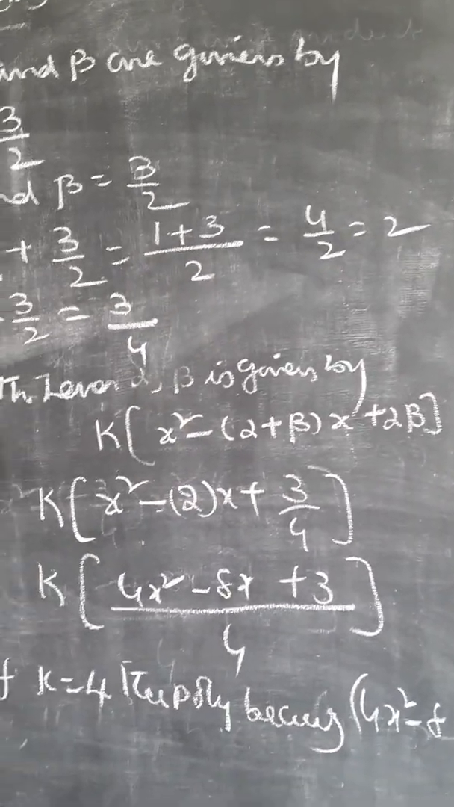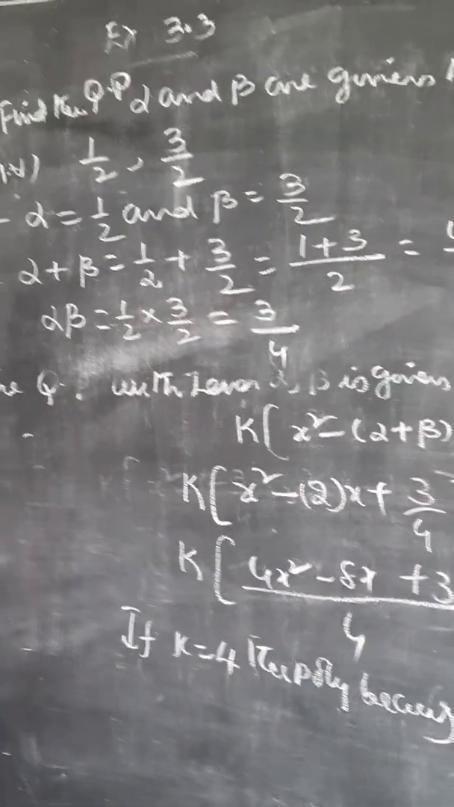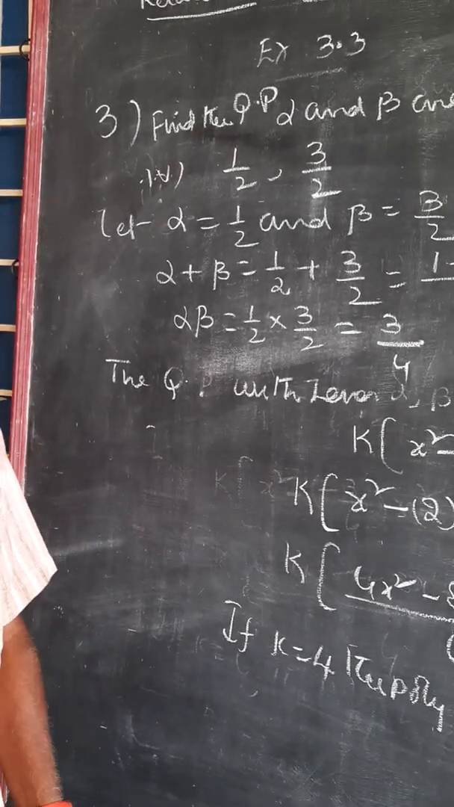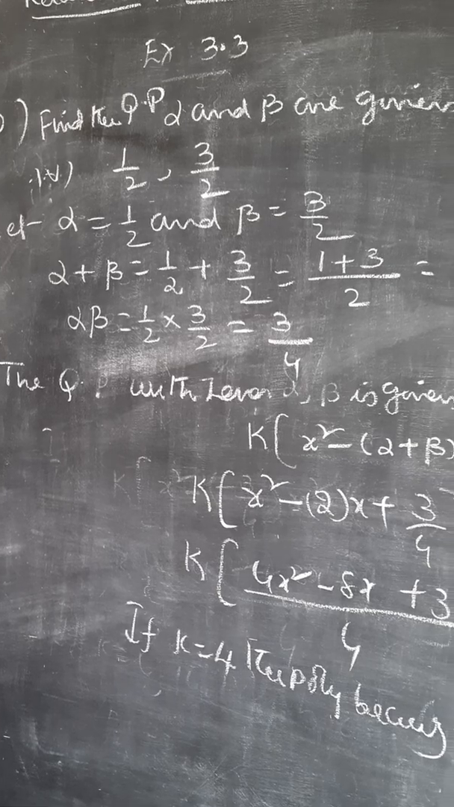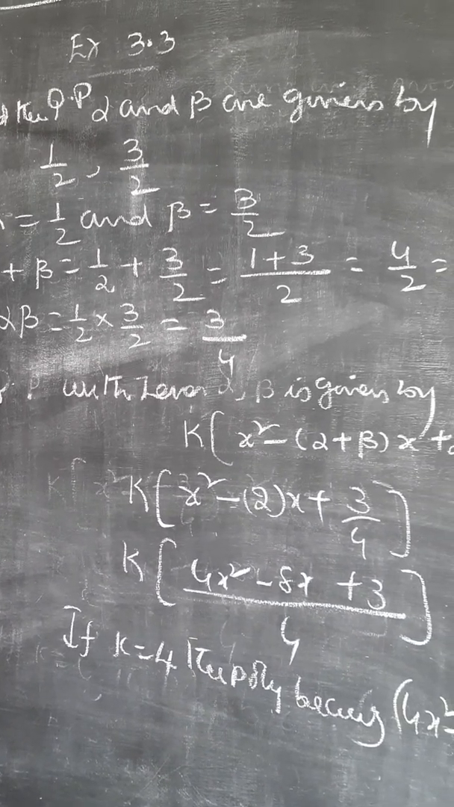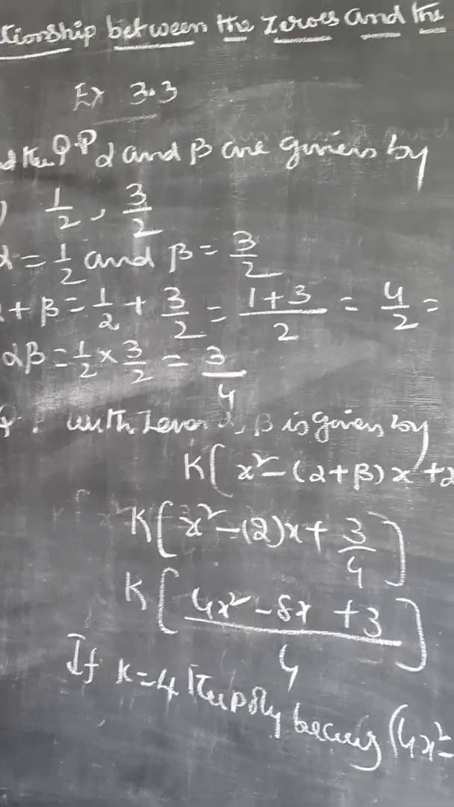So here in this class we use the formula to find a quadratic polynomial, k of x² minus (alpha plus beta) into x plus alpha beta. In the next class I will explain about a cubic polynomial. Thank you.